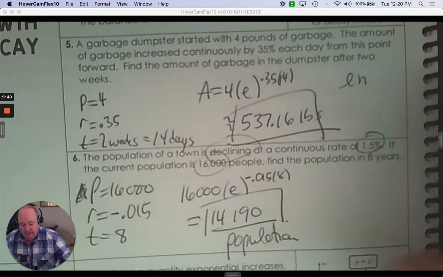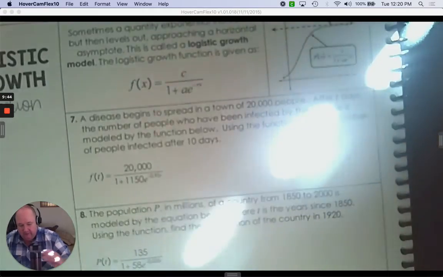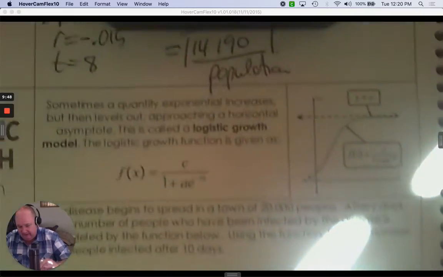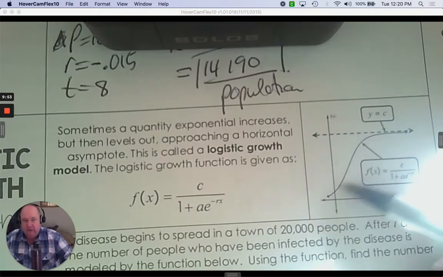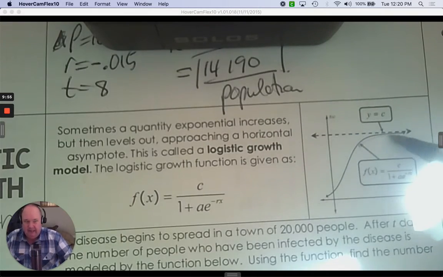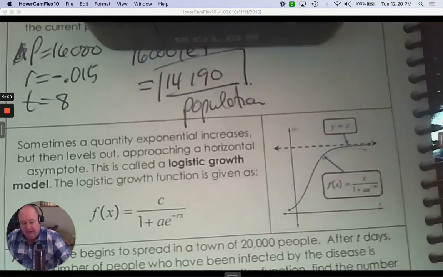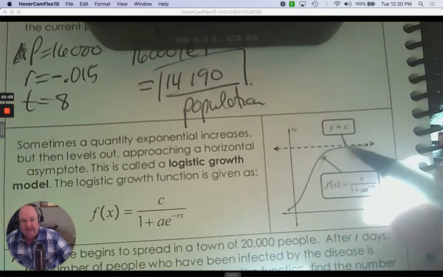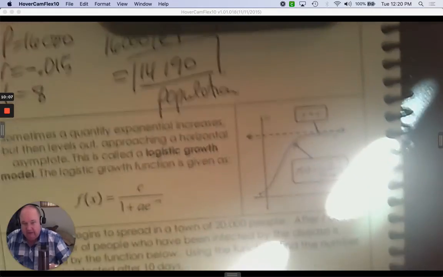All right, next part of the lesson, logistic growth function. Totally brand new for you. So let's understand it. Most things don't grow forever. Most things increase and then level off. This model represents that, so that things aren't growing to infinity. Things increase and then they level off. This is far more accurate of an understanding of it.